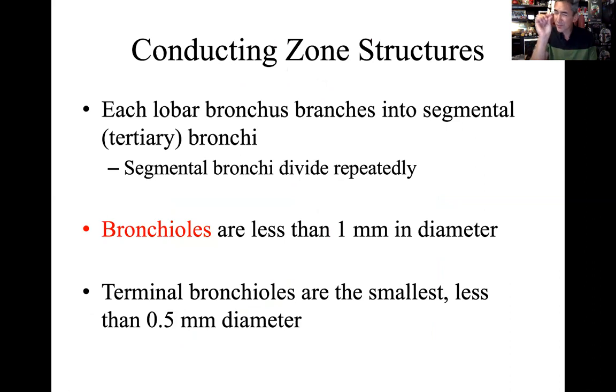As we keep getting smaller, this, the 21st, the 22nd, and finally the 23rd order of division, we get into these tiny bronchioles that we say are less than 1 millimeter in diameter. So that's tiny, right? 1 millimeter in diameter, that's a really small little pipe that's not going to be able to allow a lot of air very rapidly through that area.